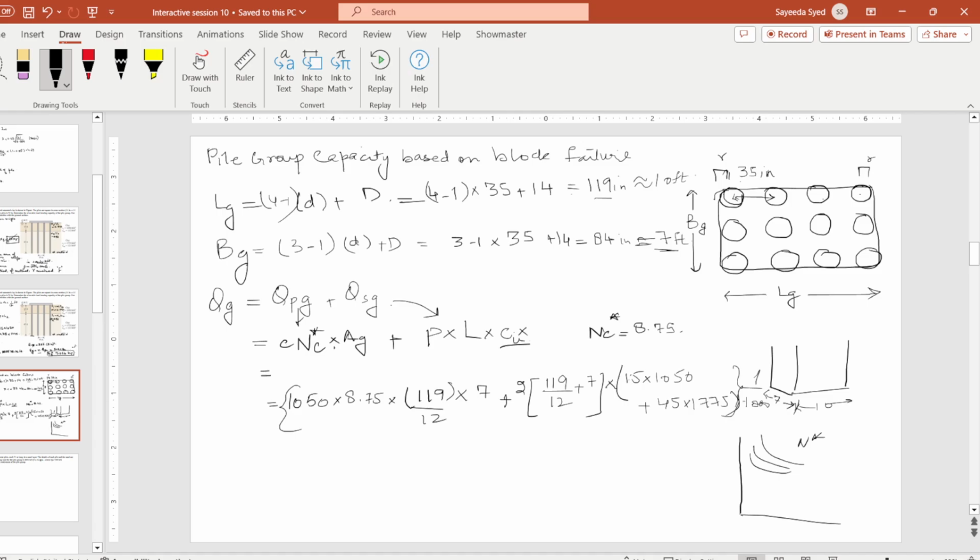So this comes out to be 4313.44 kilopound, and on comparison with previous 3066, we can say that QG is equivalent to the lower of 3066 kilopound or 4313 kilopound. So 3066 we will take.